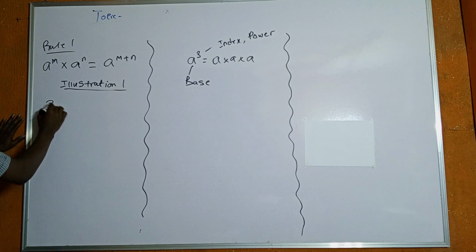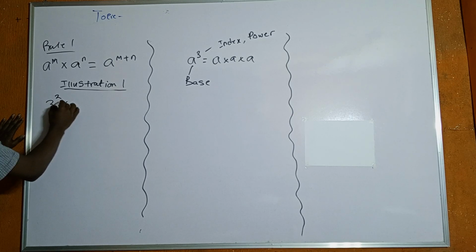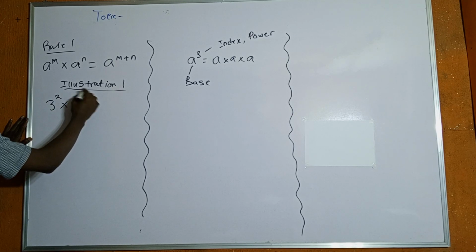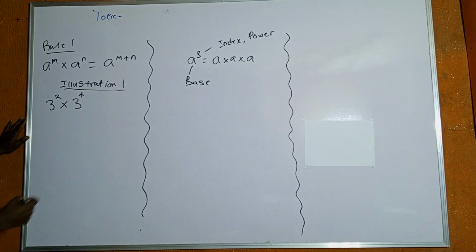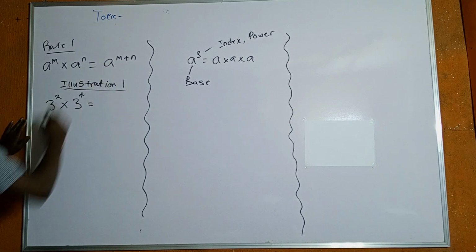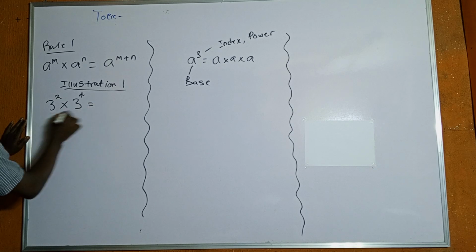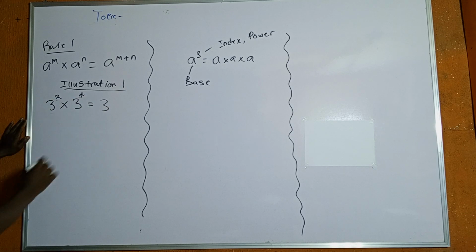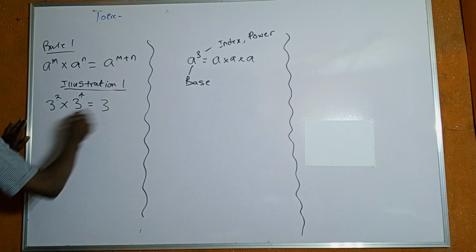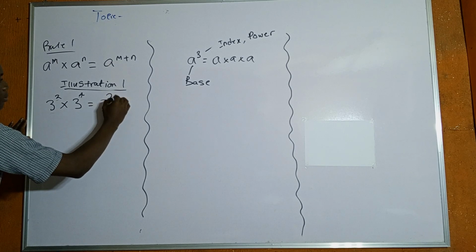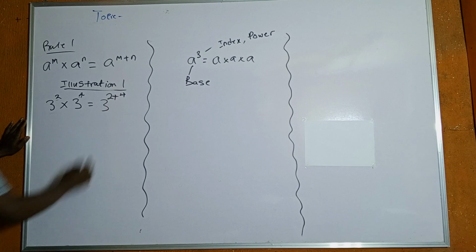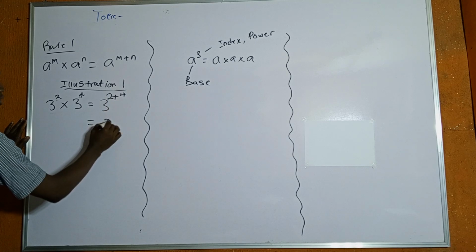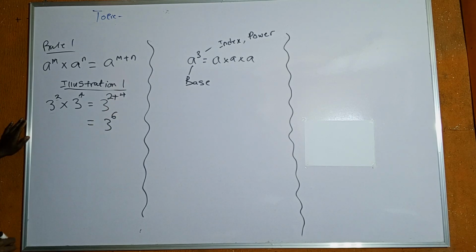Illustration 1. If I'm given 3 raised to power 2 multiplied by 3 raised to power 4, according to the first rule, we'll take one base, which is 3, and the indexes will add each other because of this multiplication sign. So we'll have 2 plus 4, which will be equal to 3 raised to power 6.